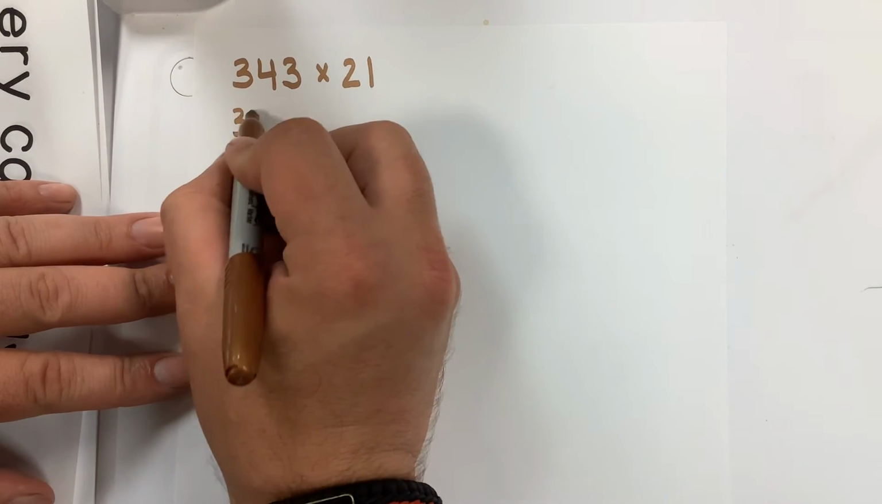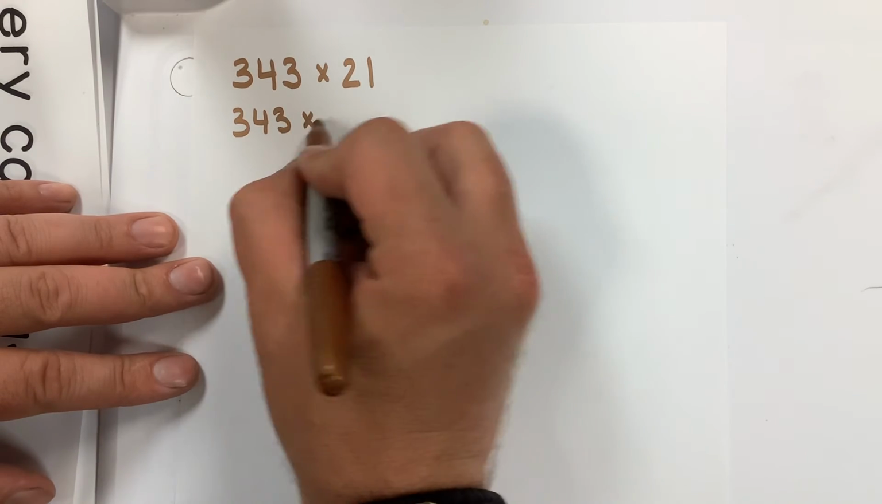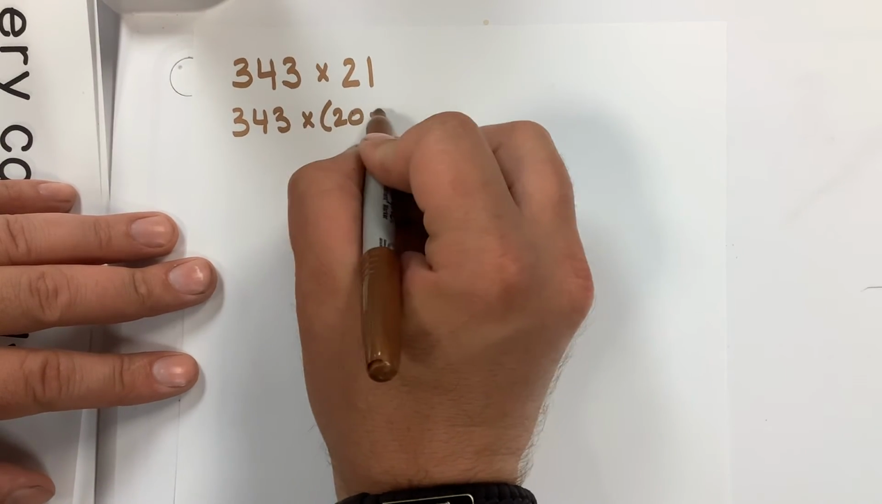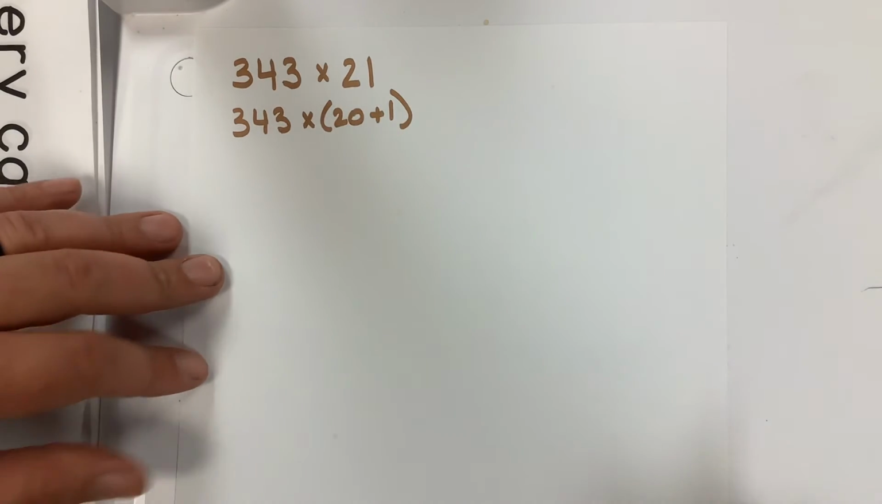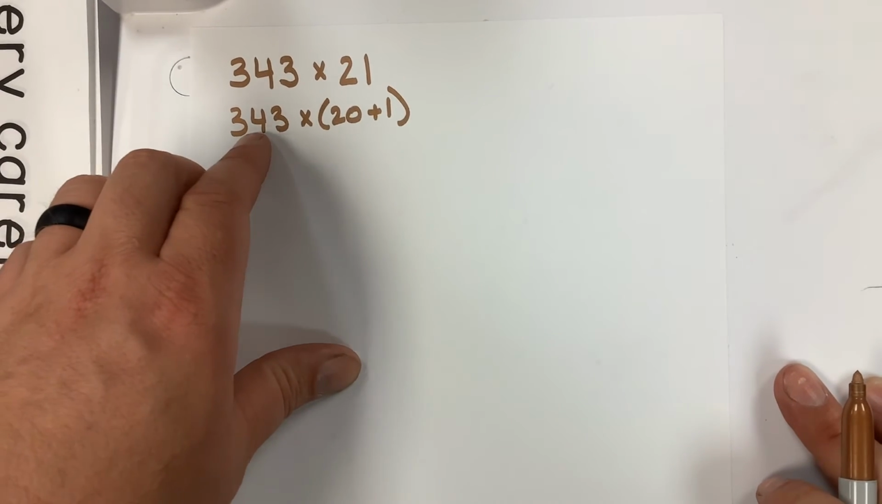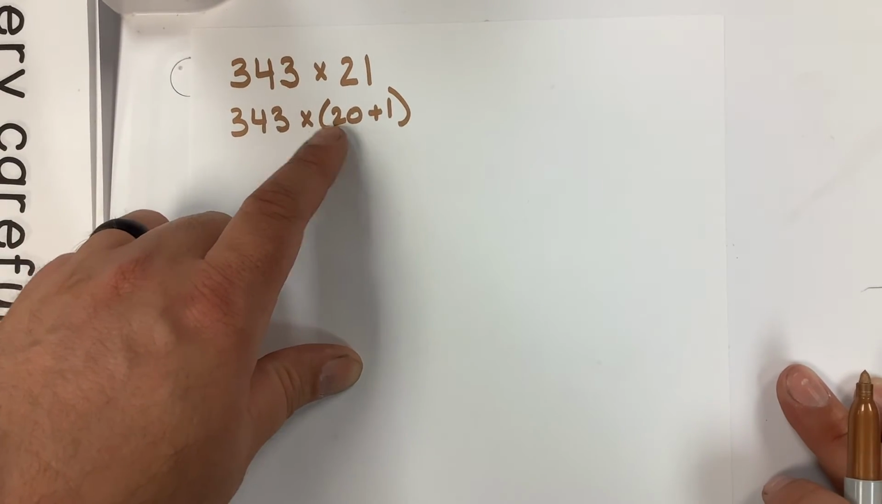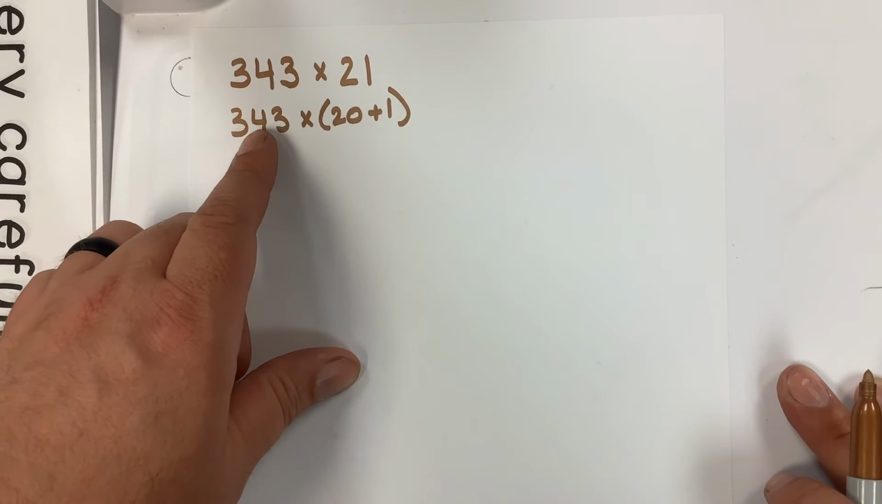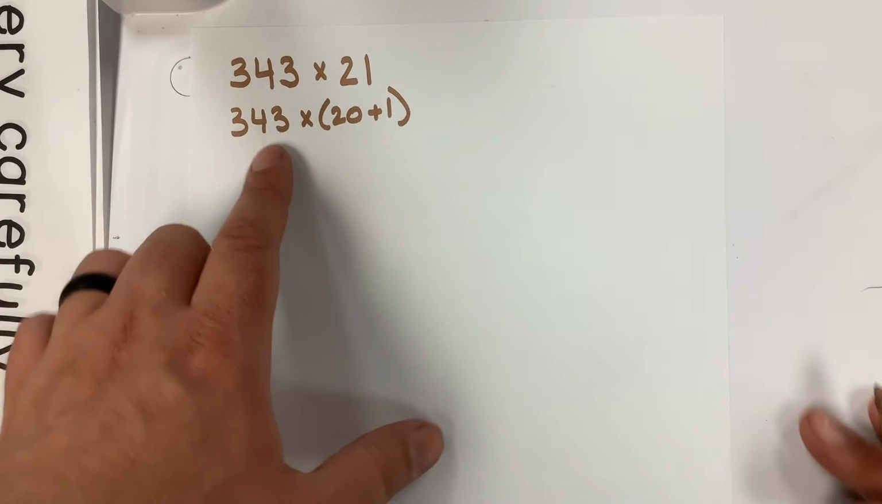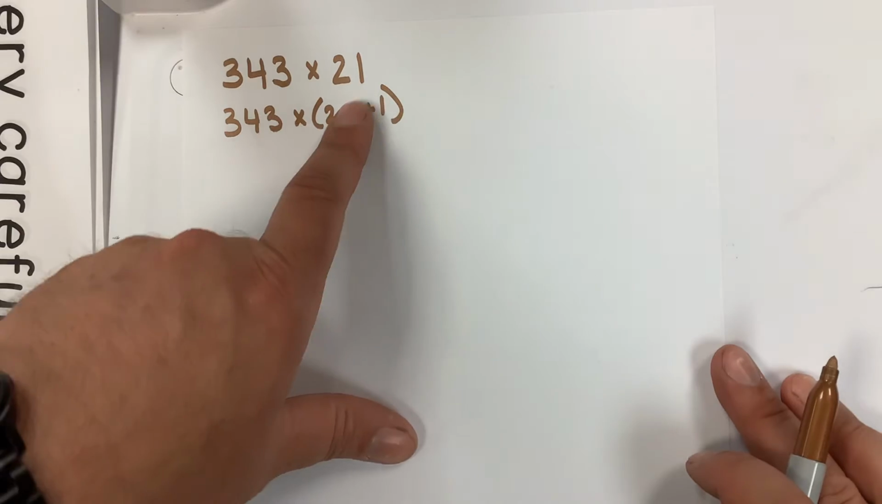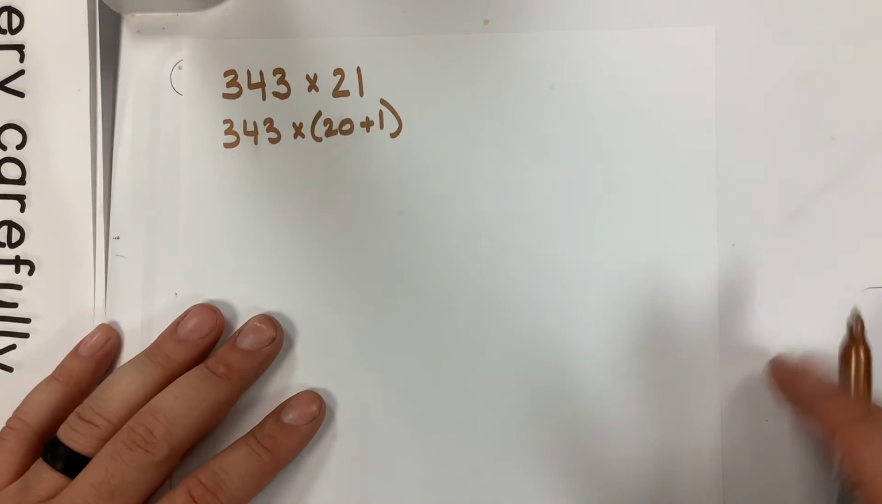So essentially we're doing 343 times 20 plus 1. In my head, I think I can do 343 times 20 a lot better than breaking this up into 300 plus 40 plus 3. Okay? I would stick to the two-digit numbers in this case.